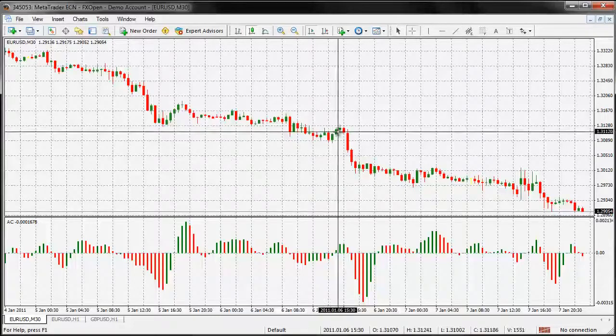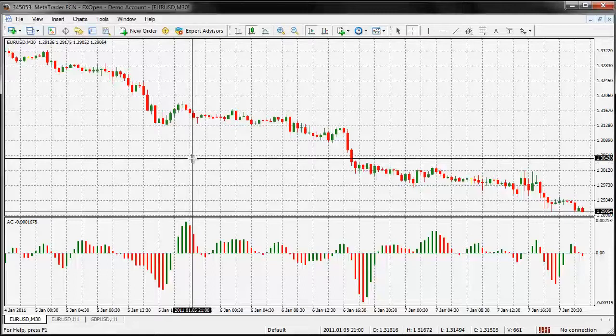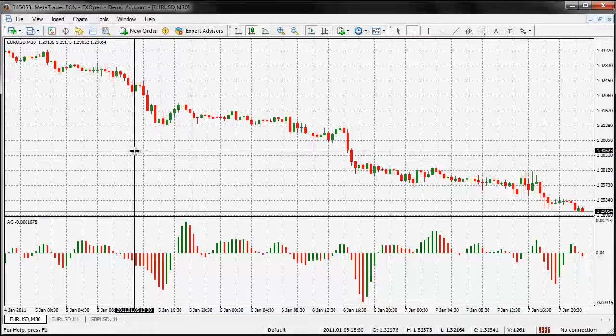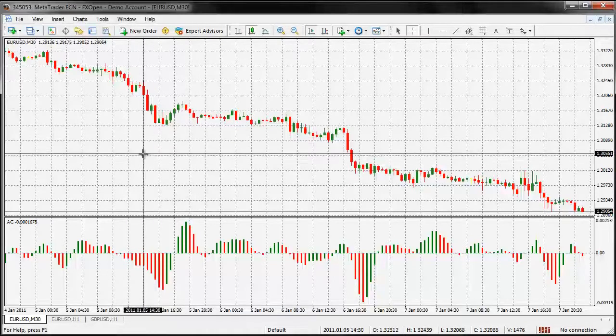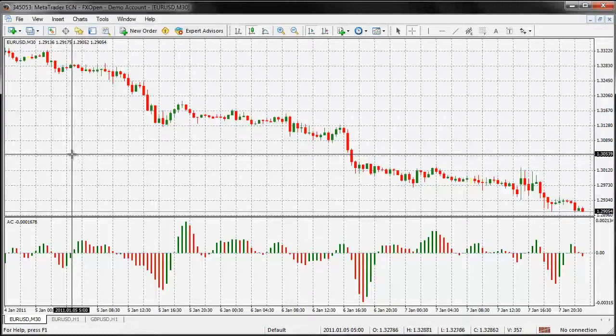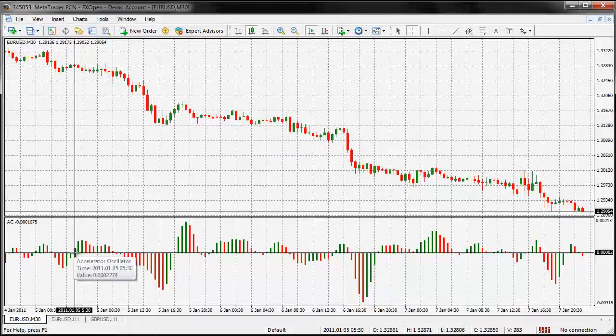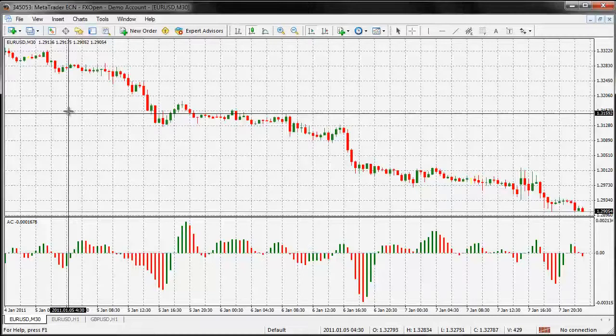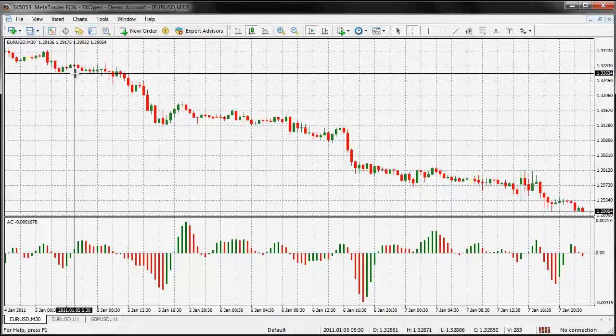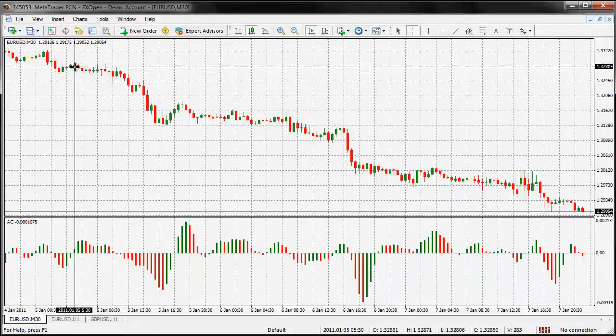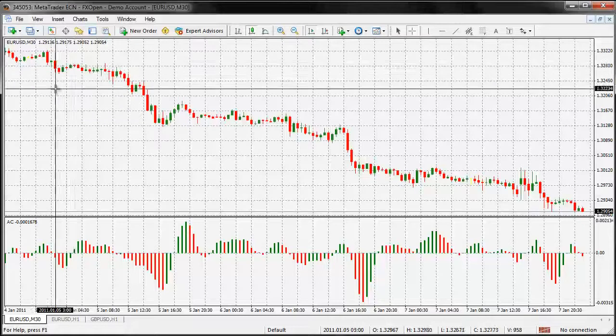Okay, this is how I filter out the possible losses that can occur. Now what you need to be looking out for is this green bar needs to be above the 0 line, but on the same token, the bar that you're actually hovering over, this candle here, is red.